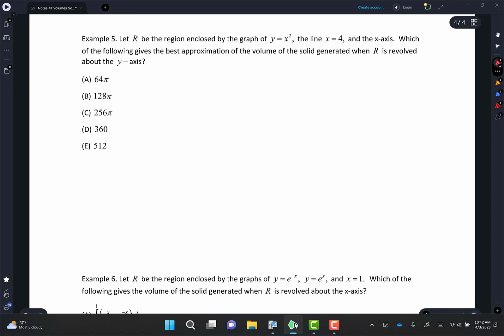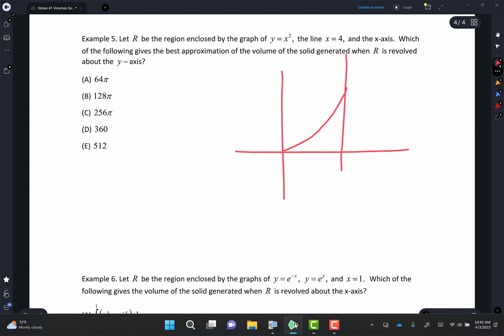Look at this one. Example 5: let R be the region enclosed by the graph y equals x squared, the line x equals 4, and the x-axis. Okay, so let's see what that is. y equals x squared, x equals 4, and the x-axis. So they're talking about this region.